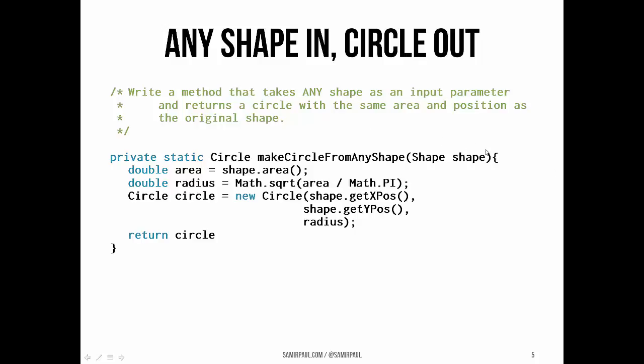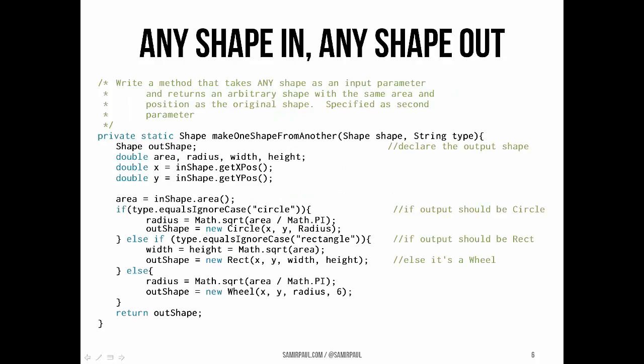Only difference is, instead of taking a rectangle specifically, we take a shape, we just get that shape's area, store it, back calculate the radius, and make our new circle, which we then return. Again, nothing too complicated. We'll now tackle a slightly more complex task, where we're going to write a method that returns an arbitrary rather than a specific shape.